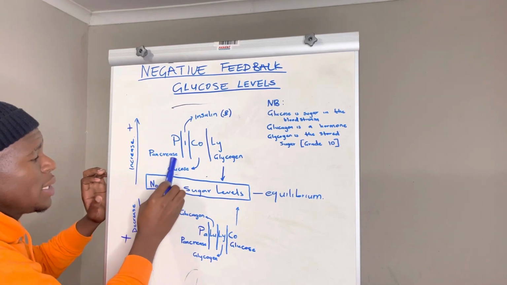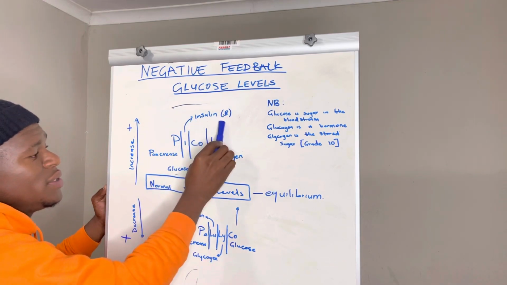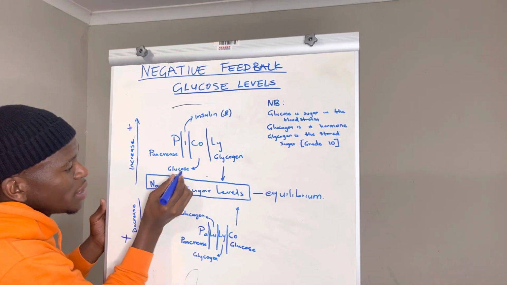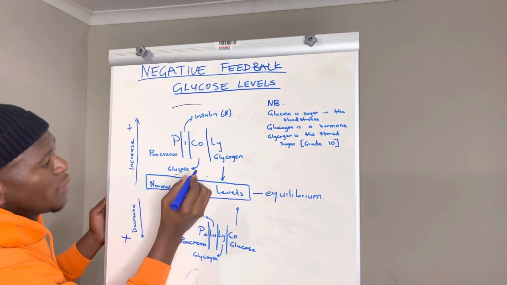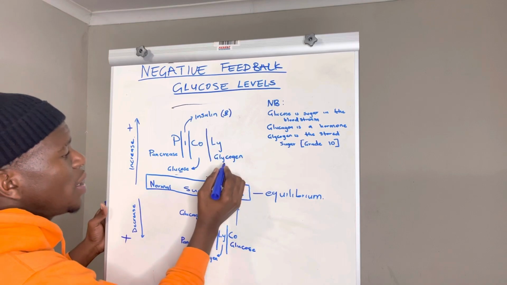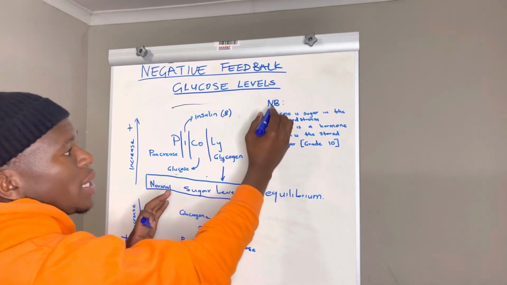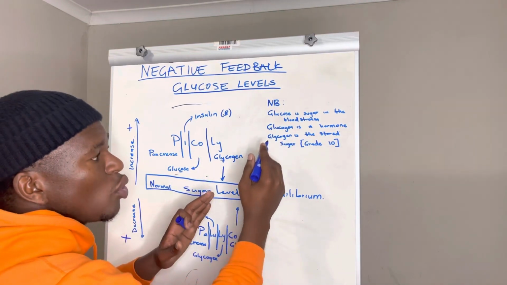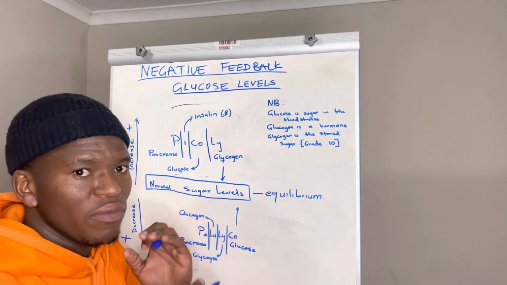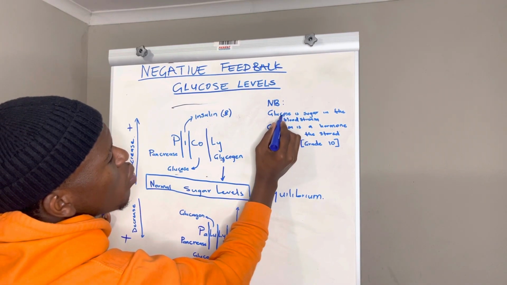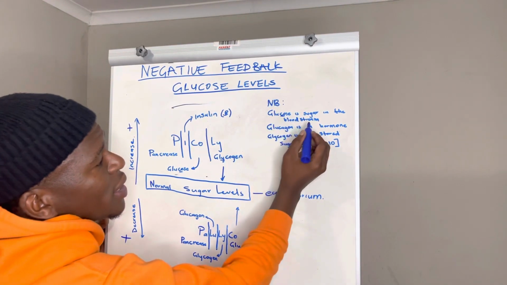P is for the pancreas, I is for the insulin, CO is for the glucose, and LY is for the glycogen. If you check the NB here, we have glucose, glucagon, and glycogen. They tend to confuse people as to which one is which. So the glucose, the CO, the sugars.